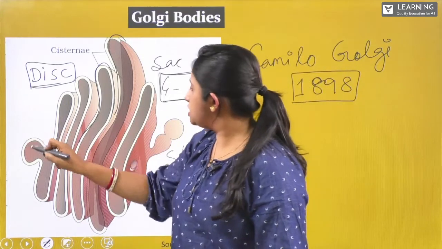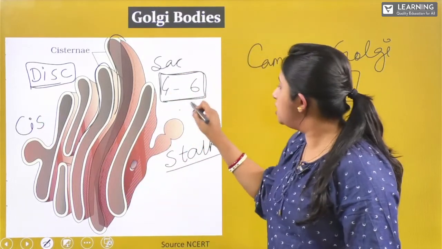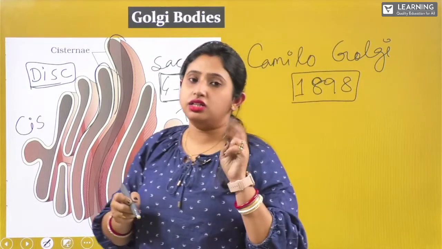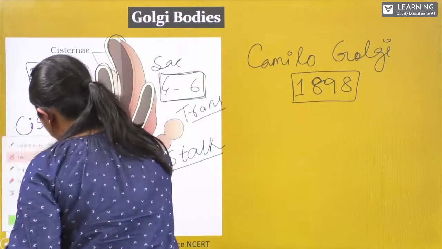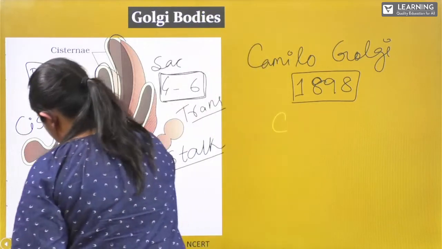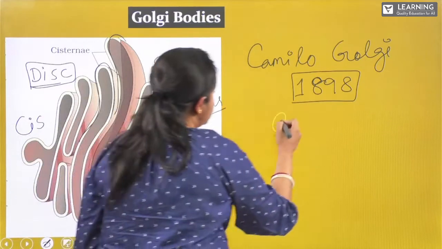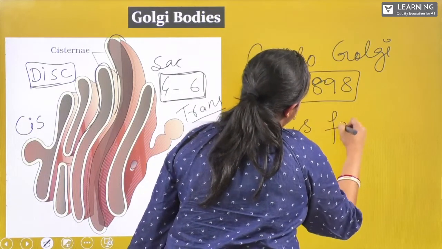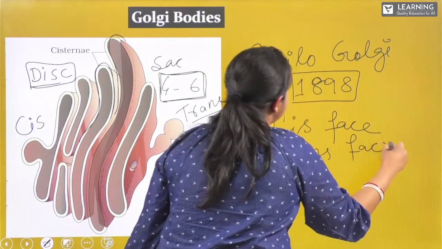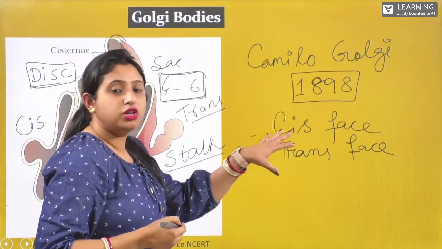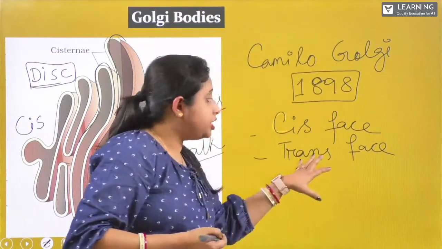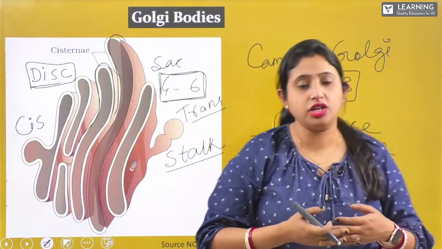As you can see, this is the cis phase and this is the trans phase. A Golgi body has got two phases. One is the cis phase and another one is the trans phase. The cis phase is responsible for receiving the proteins, and the trans phase is responsible for delivering the proteins to the nearby cells.